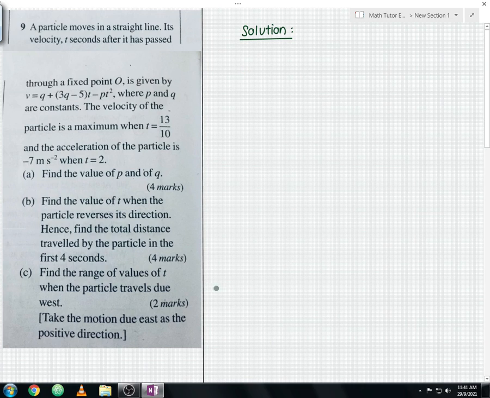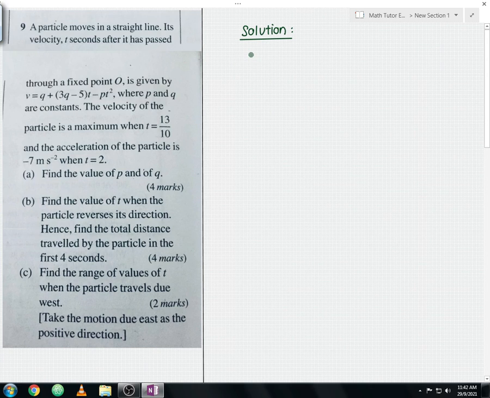So the question asks to find the value of p and of q. Find the value of t when the particle reverses its direction, hence find the total distance travelled by the particle in the first 4 seconds. Okay, so this is for the question part B. For the question part C, find the range of values of t when the particle travels due west. Okay, so take a note at this caption. Take the motion due east as the positive direction. Okay, so this is the overall question.